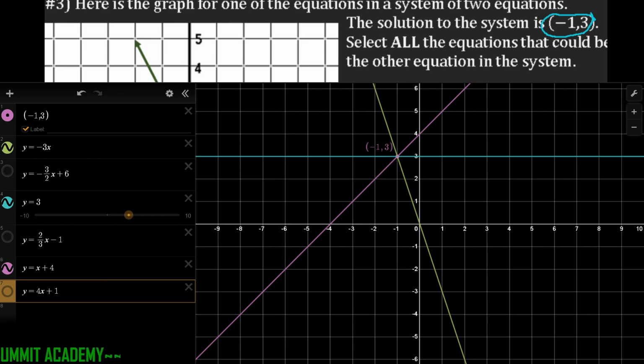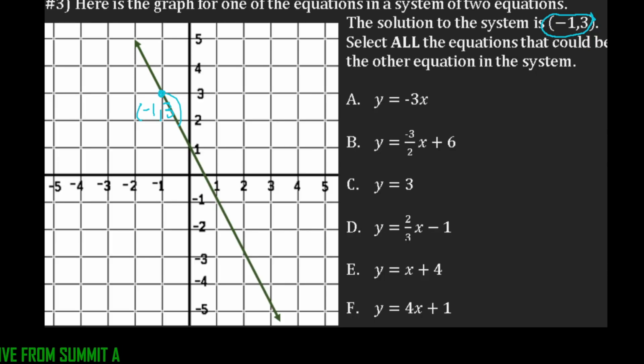So let me switch back over. You can use that graphing calculator to your benefit. So we said A, so it has to go through this point of (-1, 3). So we said A, C, and E, where the other ones do not go through the point, so they are not possible equations for this system.